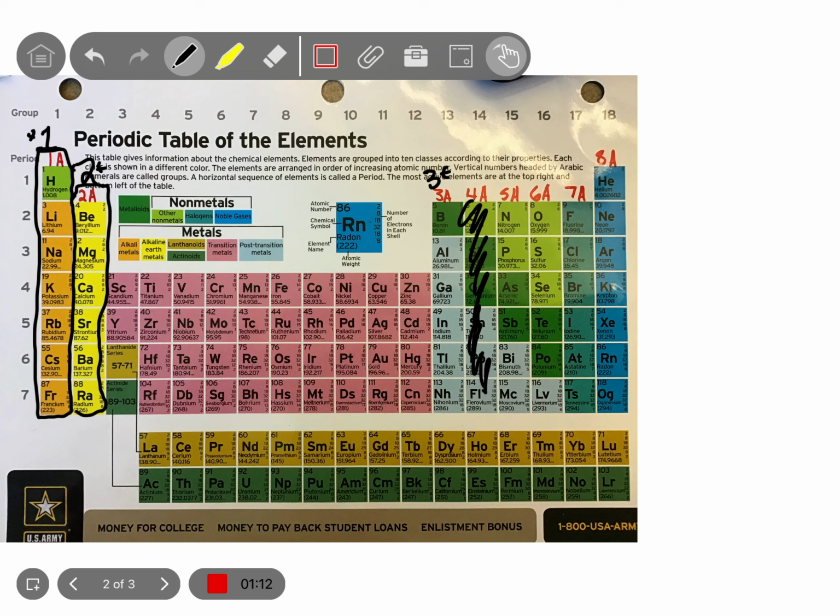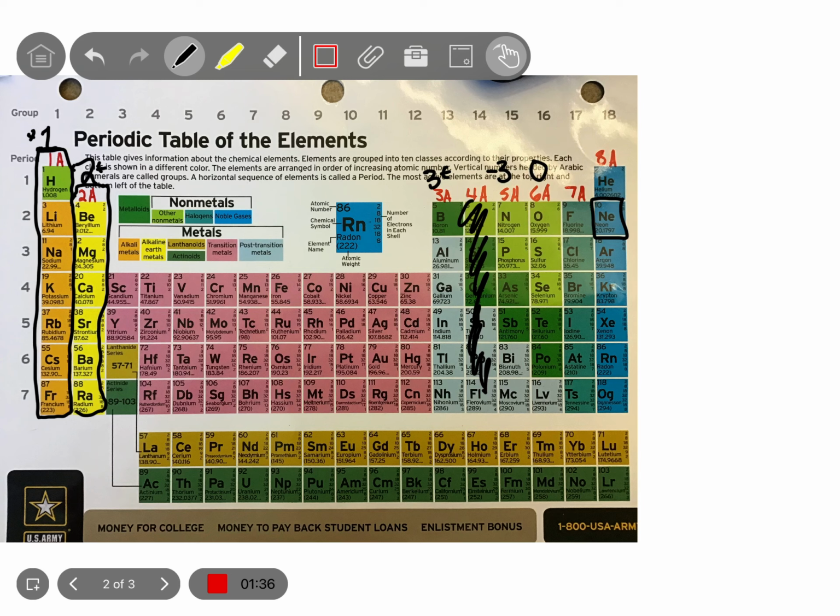But group 5, instead of losing electrons, is going to want to gain a couple. So group 5 wants to gain 3 more electrons in order to be just like their good old buddy neon. So they're going to form a -3 ion.